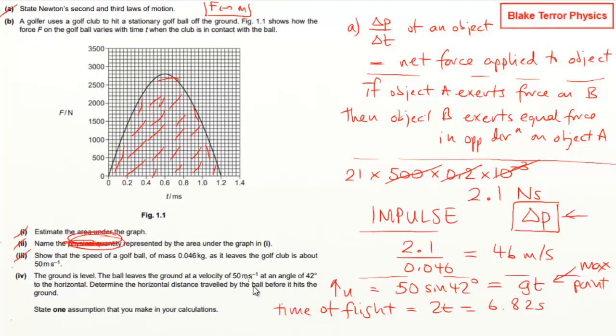Then all we've got to do is multiply that by the horizontal component, which is 50 cos 42 degrees, and that will say how far it would have gone in the horizontal direction. Cos 42 gives 253 meters, so 250 meters to two significant figures. Then we've got the usual state-one assumption: we just go with there's no air resistance. That's our standard go-to assumption when it comes to projectiles.